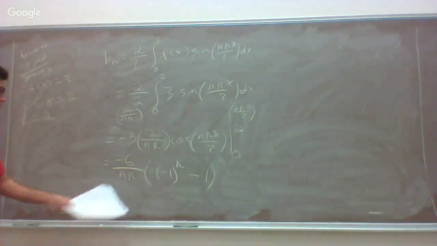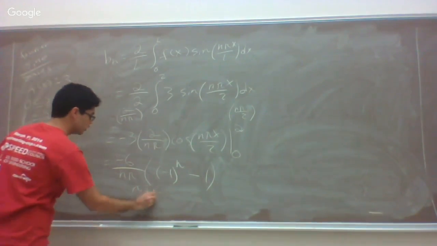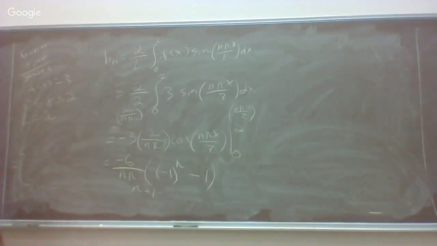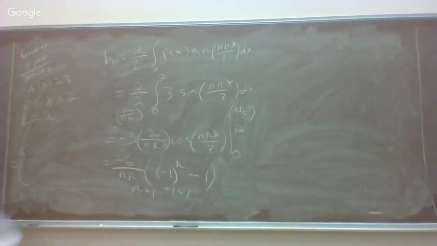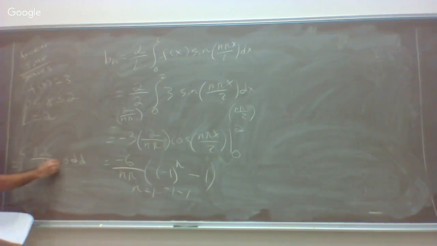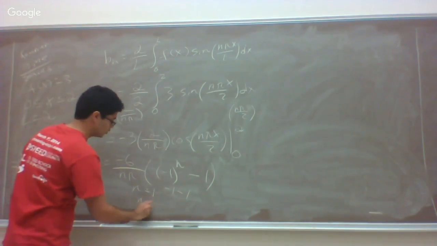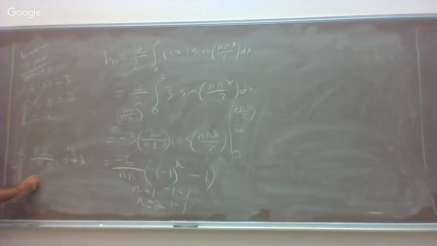So depending on my n values, if n is equal to 1 or an odd number, I have negative 1 minus 1. That's negative 2. Negative 2 times the negative 6 is a positive 12 over n pi. So these are my values when n is odd. When n is an even number, like 2, I have 1 minus 1, so my end result is 0 when n is even.